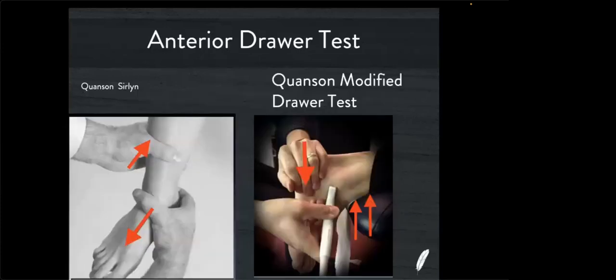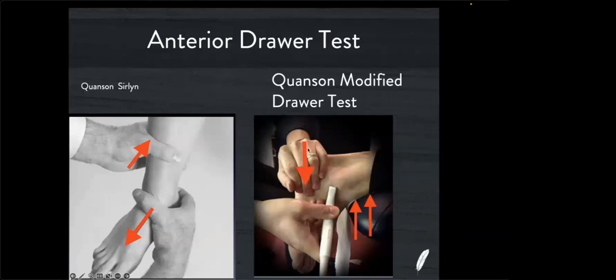This is a method developed by a good friend of mine, Quanson Searle in Melbourne, and it's called the Quanson Modified Draw Test. It really harks back to the old-fashioned way we used to do plain radiographs and stress test the ankle before ultrasound became available to look at ligaments around the ankle. If you lay the patient prone, the couch actually does the job of the left hand here.